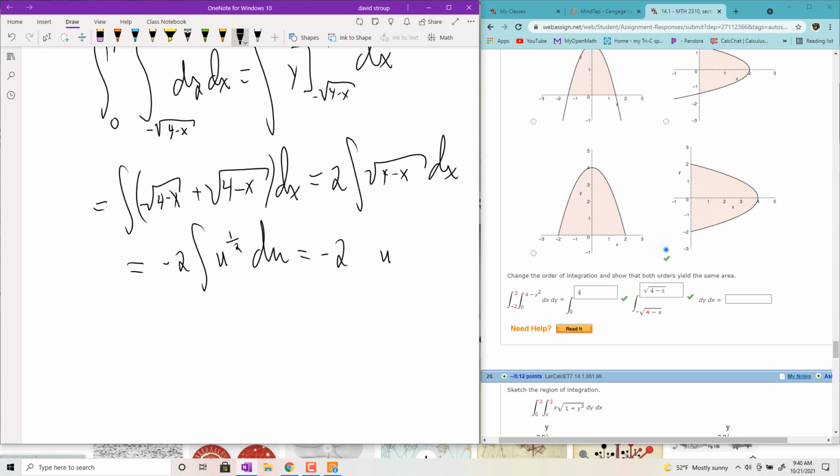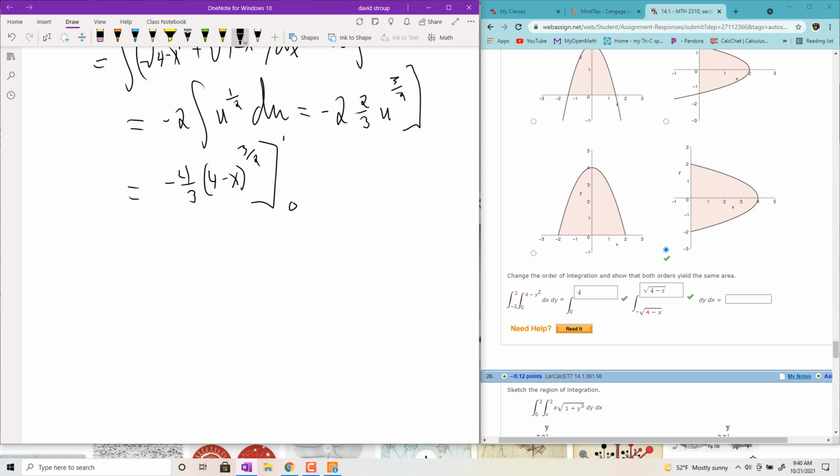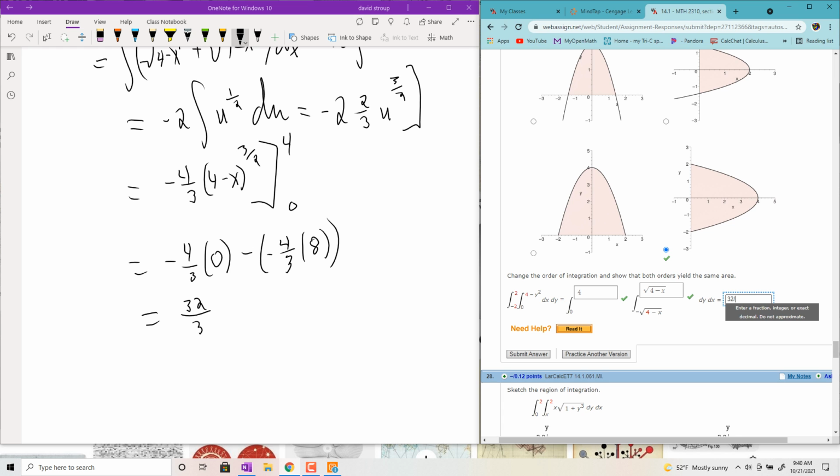So you get u to the 1 half plus 1 is 3 halves, times 2 thirds. I'm going to remind myself to evaluate. Negative 4 thirds, back-substituting, that's 4 minus x to the 3 halves, and we're evaluating from 0 to 4. Okay, plugging in 4, of course you just get 0, and then minus negative 4 thirds, plugging in 0, you get 4 to the 3 halves, which is 8. Okay, so that first part is 0, and then you get 32 thirds. Okie dokie. 32 thirds.